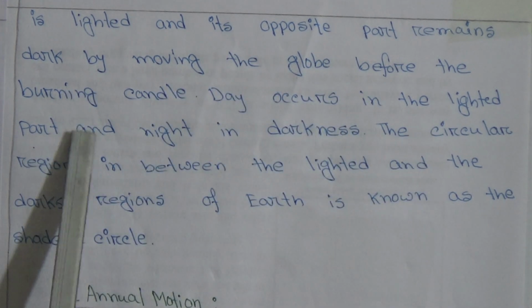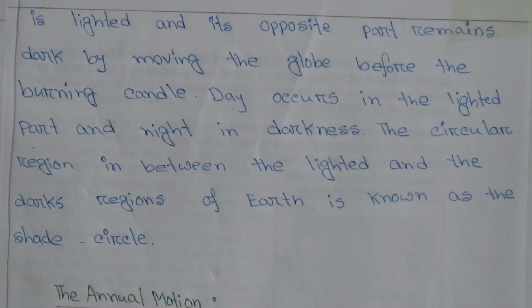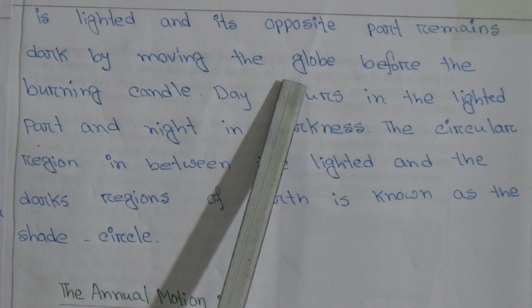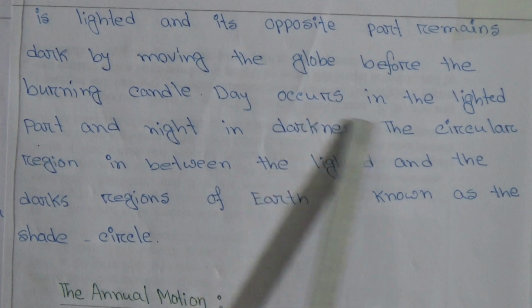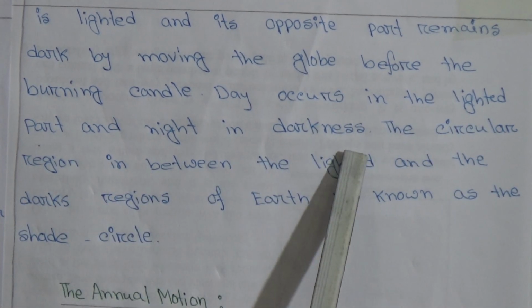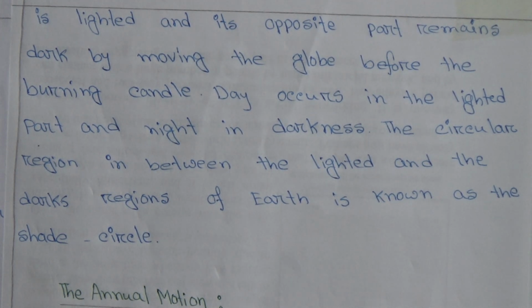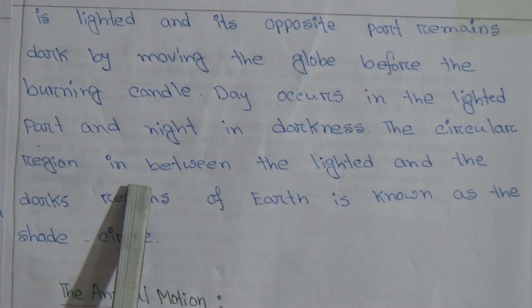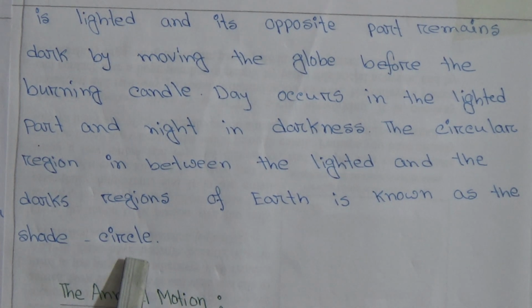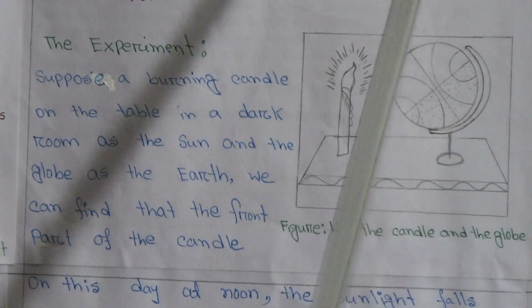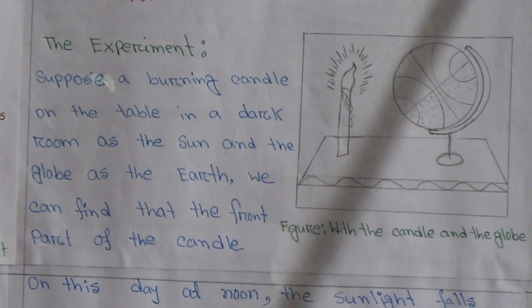By moving the globe before the burning candle, day occurs in the lighted part and night in the darkness. This part is day and this part is night. The circular region in between the lighted and the dark region of earth is known as the shade circle. So my dear students, in front of the sun, the lighted part is day and the part that remains dark is night, by moving the globe before the burning candle.